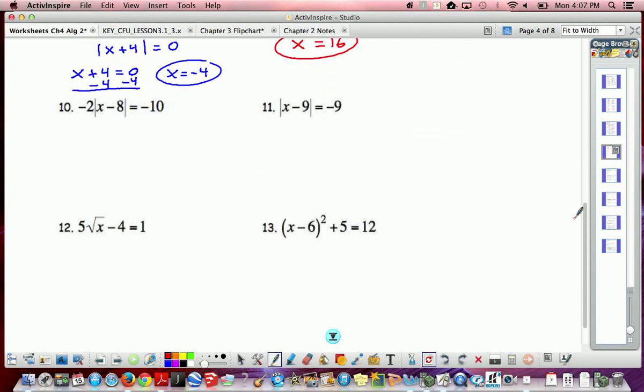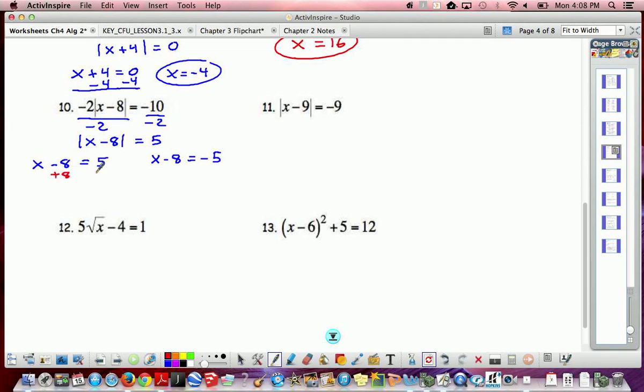Number 10. First thing I want to do with this absolute value is divide both sides by negative 2. So the distance of x minus 8 is 5 units away from 0 on the number line. So what that means is x minus 8 is either located at the number 5, or x minus 8 must be at negative 5, because negative 5 is 5 units away from 0. So solve each of these, and you have for x.